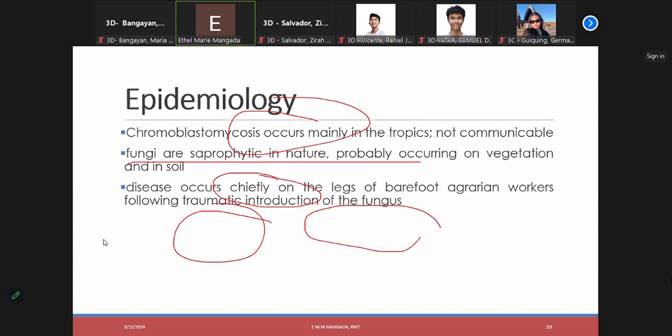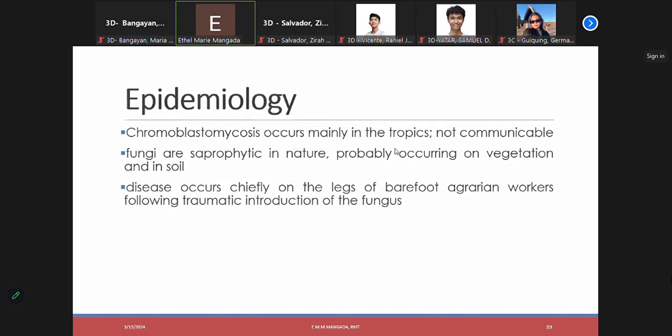Epidemiology, again, they're mainly in the tropics, hot, humid, warm environment. And again, they are not communicable. Hindi katulad ng mga epidermophytons mo and other dermatophyte infection na naililipat, okay, or nahahawa tayo. Ito hindi. Kasi ang mode of transmission niya, pag natusok tayo nung thorn or maybe infected material. Okay? So the fungi causing your chromoblastomycosis are saprophytic and they are found syempre in vegetation and in soil.